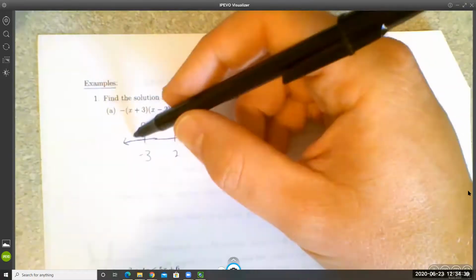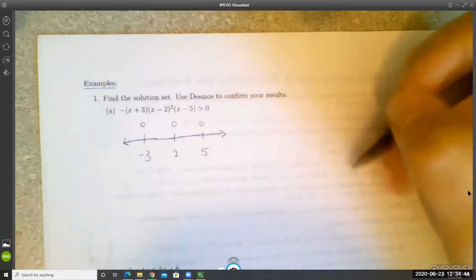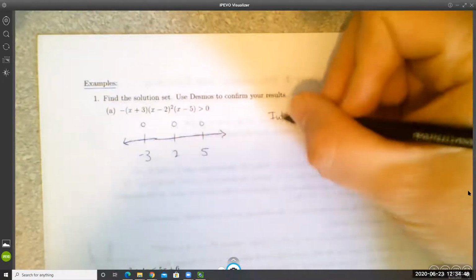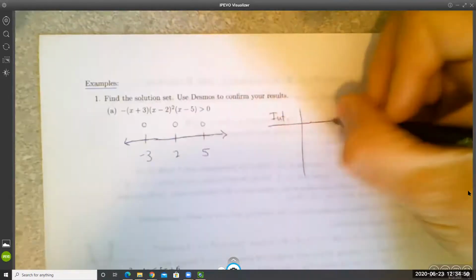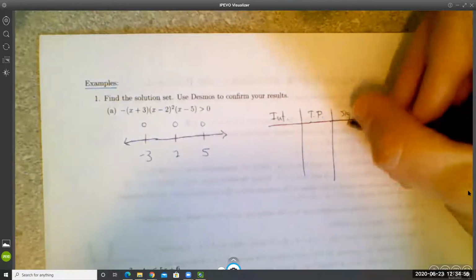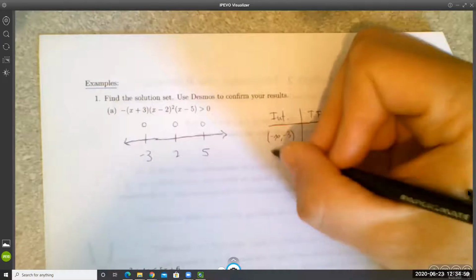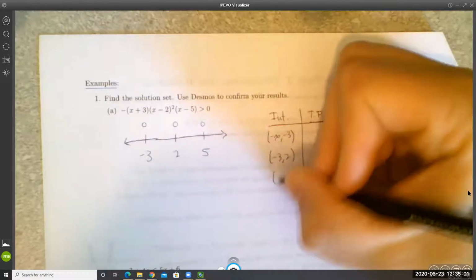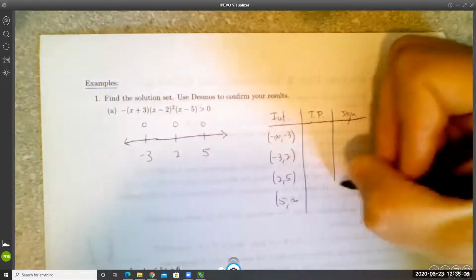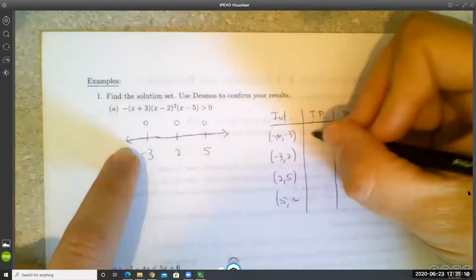Now I'm going to choose a test point in each of the corresponding regions. And again, you're welcome to, actually, maybe I will make a chart for this one. So interval, test point, and then sign. So I've got the interval -infinity to -3, -3 to 2, 2 to 5, and 5 to infinity. So test points in each region. For this region, I might choose like -4.